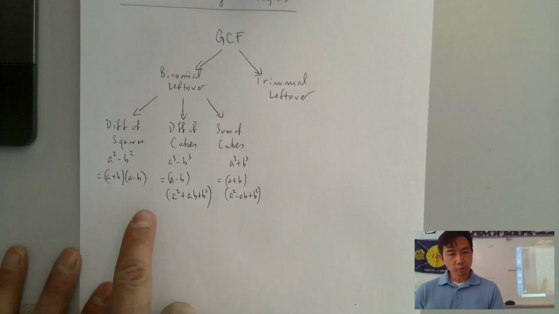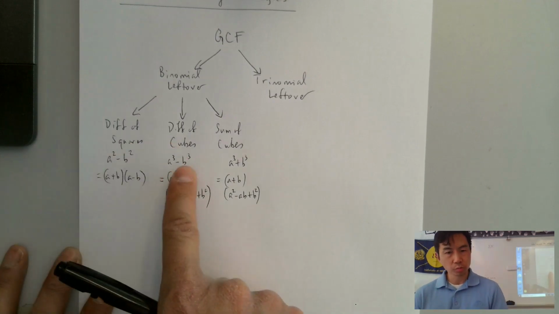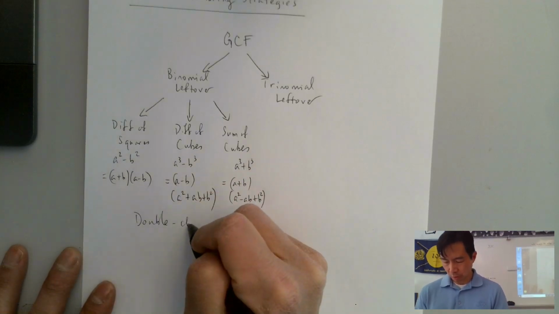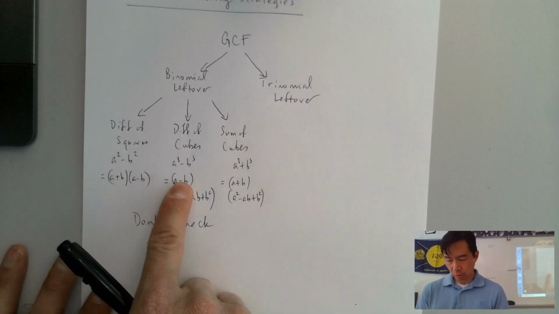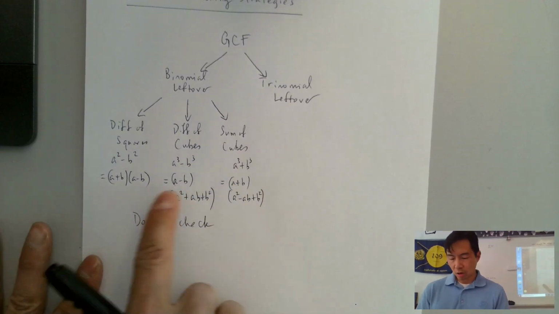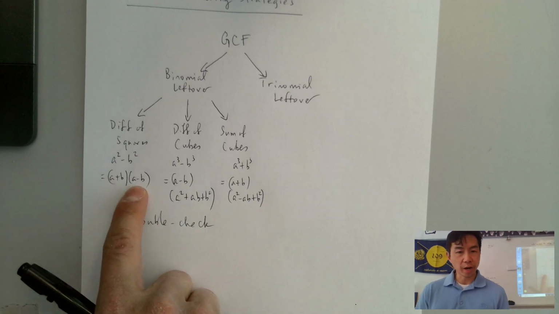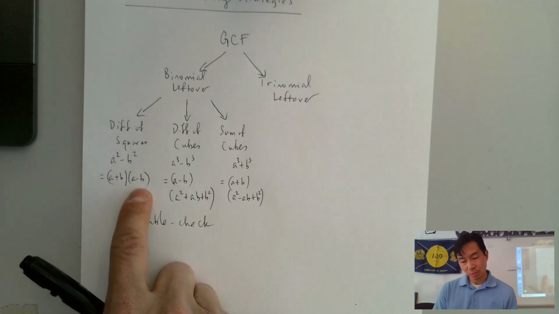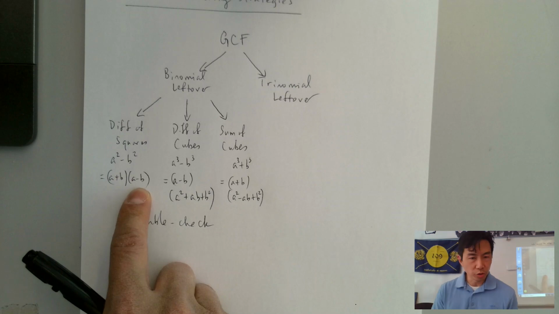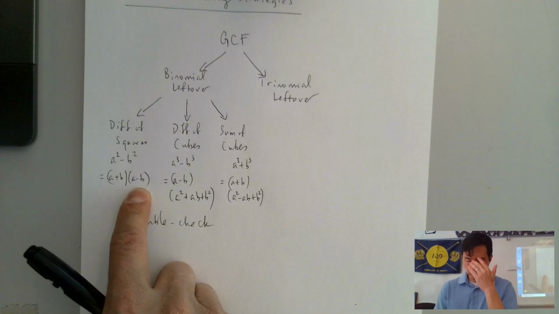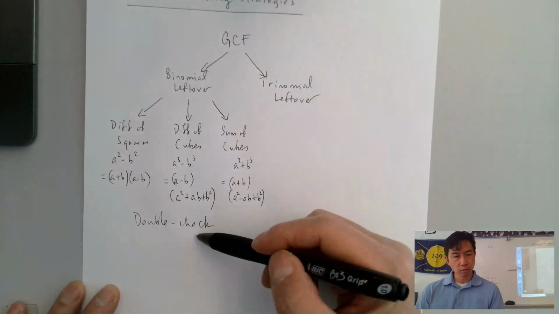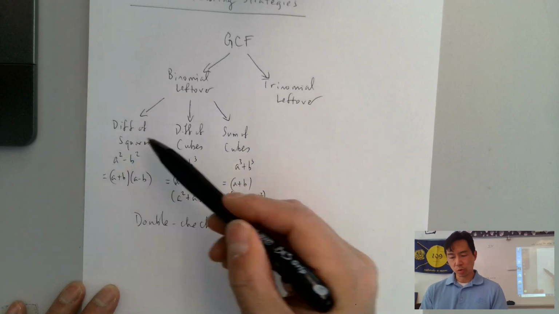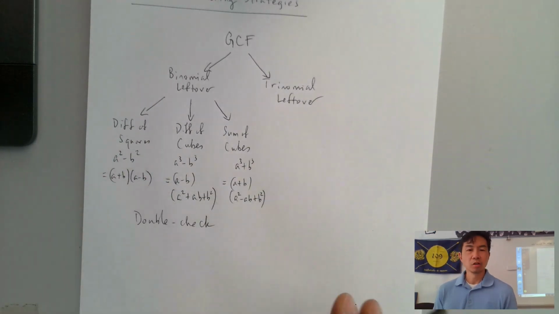And then once you've factored the difference of squares or the difference of cubes or the sum of cubes, always double check those factors, just to make sure that those factors are not also factorable themselves. Maybe there's a GCF hidden in there. Maybe the leftover is itself another difference of squares, something like that. Okay, so that's one branch, the binomial branch. Take GCF out, then the binomial is going to be one of these 3, or it could be none of them, in which case you're done.